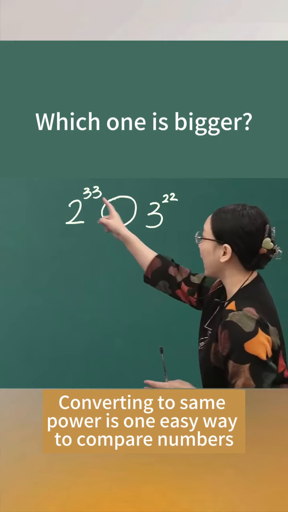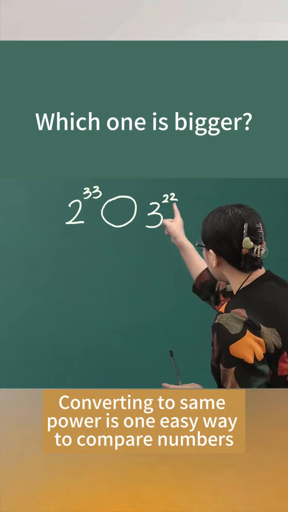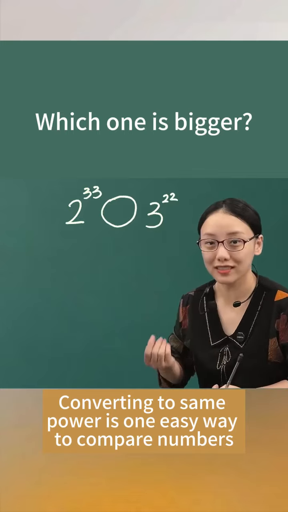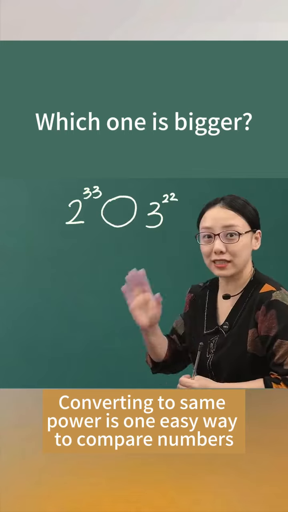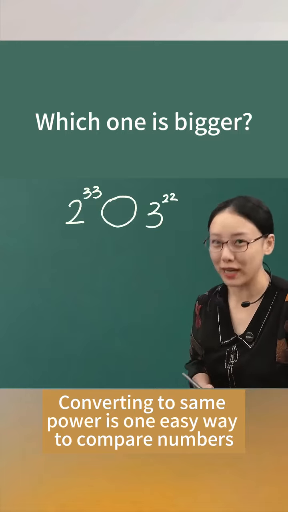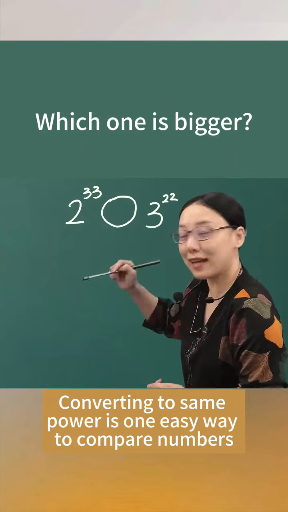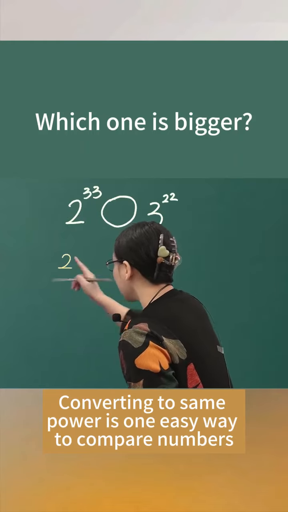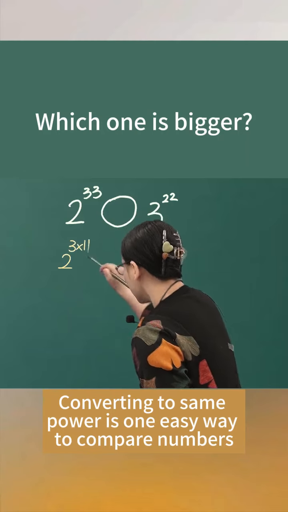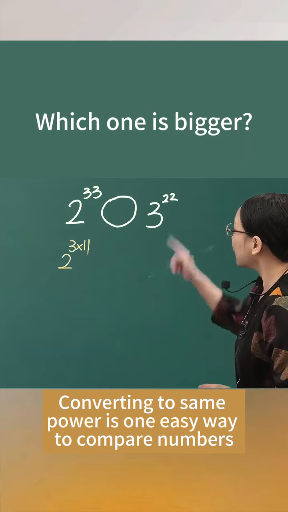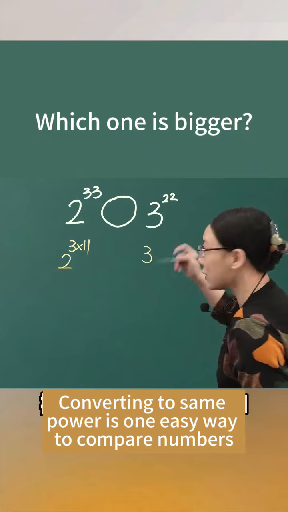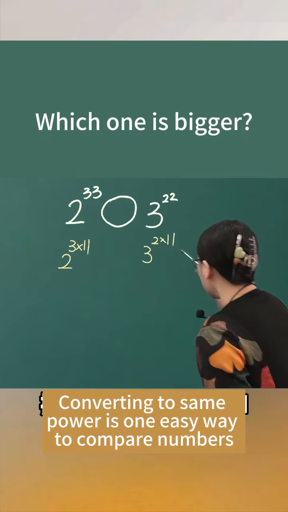For example, let's look at the exponents, 33 and 22. Actually, they're both what we call repeated numbers. What does that mean? It means that each digit in the number is the same. So for numbers like this, we can try to break them down. For instance, take 33. The base, 2, stays the same, and 33 can be broken down into 3 times 11. All right, next, for this one, its exponent is 22. The base, 3, stays the same, and the exponent can be broken down into 2 times 11.